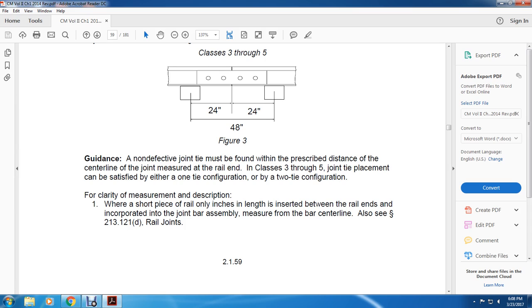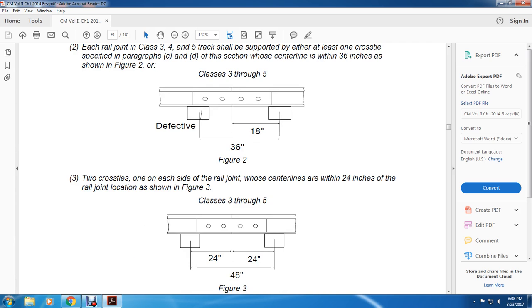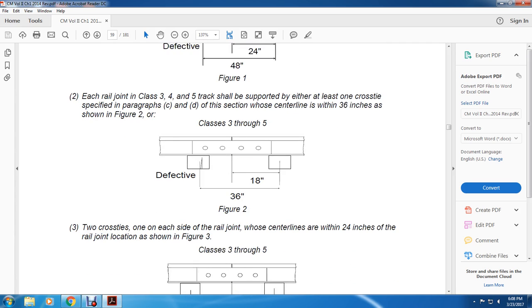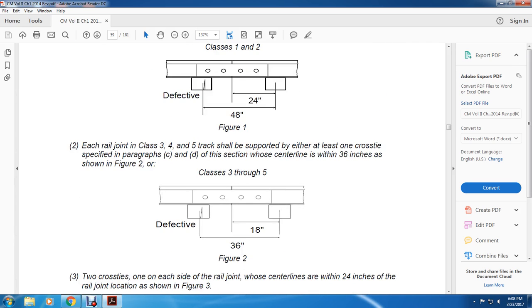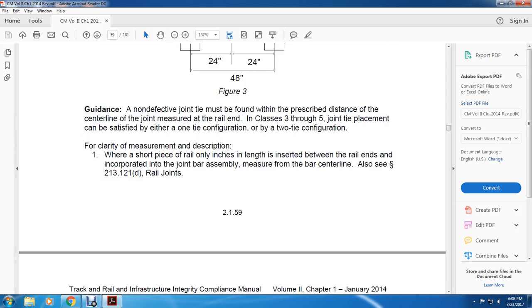To clarify the measurement: the description applies to the rail only when the joint is inserted between the rail ends, but then incorporated with the joint bar assembly, measuring the bar center line, as in 213.121(d) rail joints. Once again, that is non-defective for Class 1 and 2 at 48 inches, 24 inches apart. Class 3 through 5: 18 inches, 36 inches, and Class 3 and 4: 24 inches, 48 inches. Same as Class 3 through 5, adding Class 1 and 2, and then there's Class 3 through 5 defective. Show the defective 36 inches from the 18 inches.